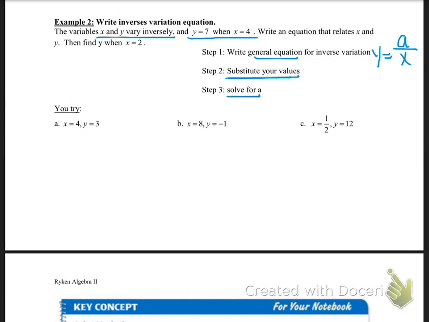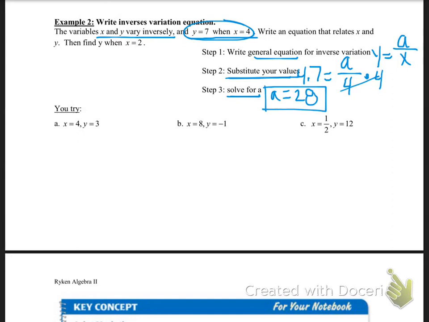So in this equation, I'm going to put in 7 for y. I don't know a. I'm going to plug in 4 for x. That's what they told me right here. To solve for a, multiply both sides by 4. A equals 28.